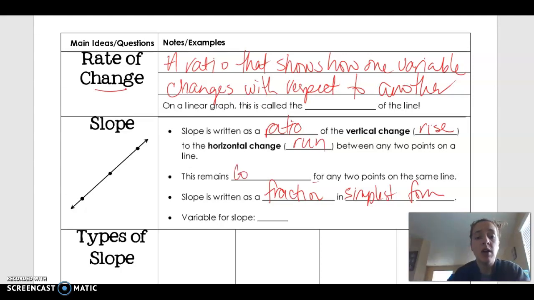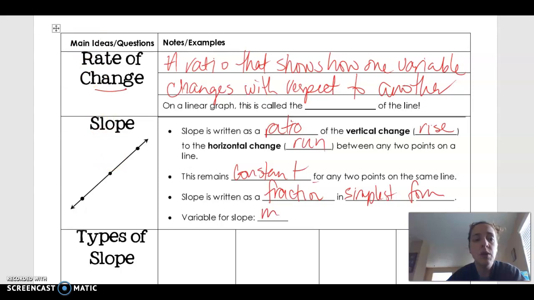So this remains constant between any 2 points, which means any 2 points you pick on that line, the slope will be the same between any of them. They can be far apart, they can be close together, it doesn't matter. It's a constant value. So the variable that we use for slope when we're dealing with this in equations is the letter m.